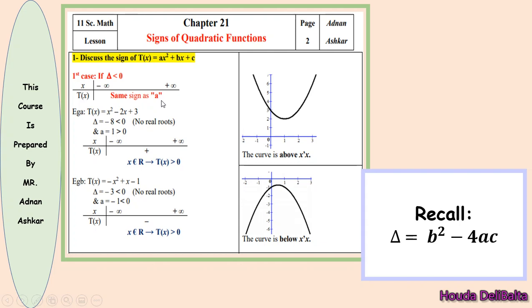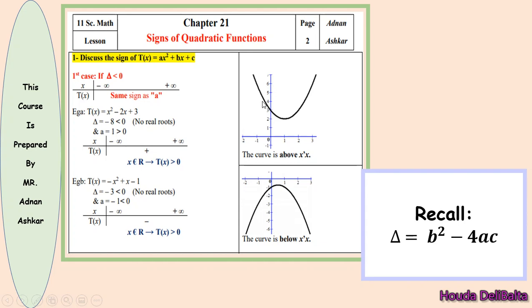What's that? So let's use the graph in order to understand this rule. Look at this graph. This graph is of the function x squared minus 2x plus 3. Notice that this graph is above the x-axis. That means that it is positive. Positivity means above the x-axis. Negativity means below the x-axis.